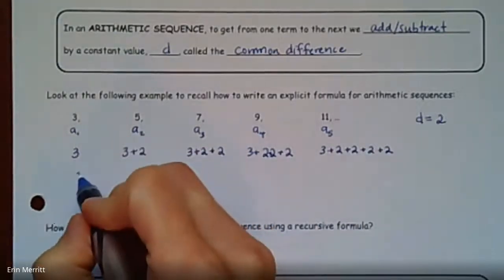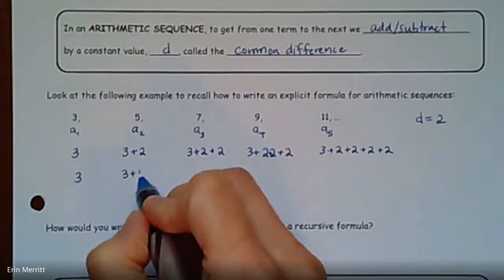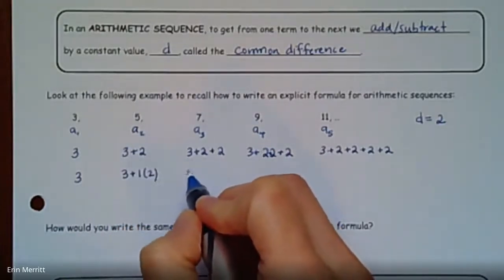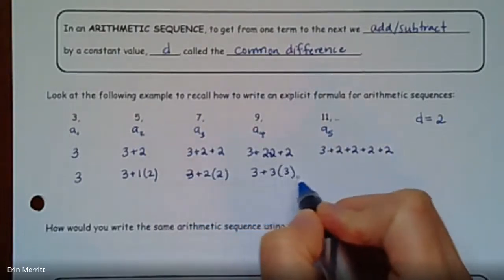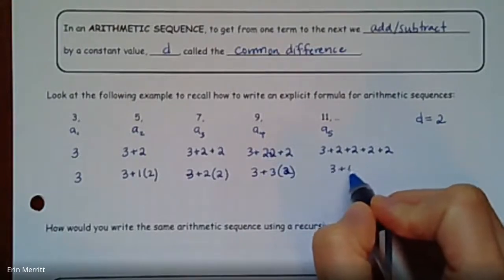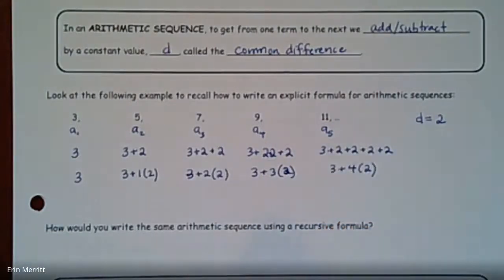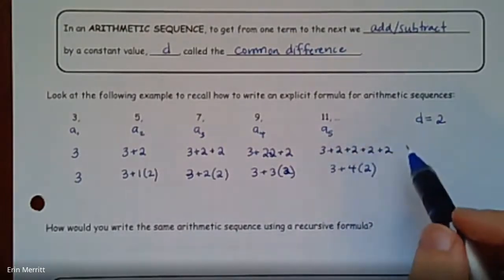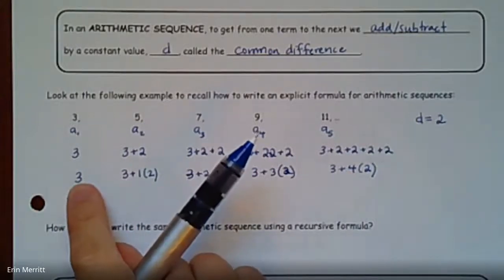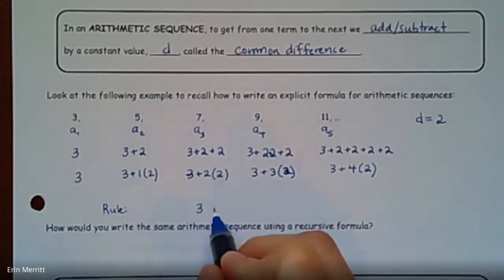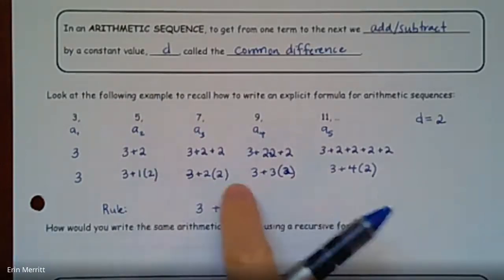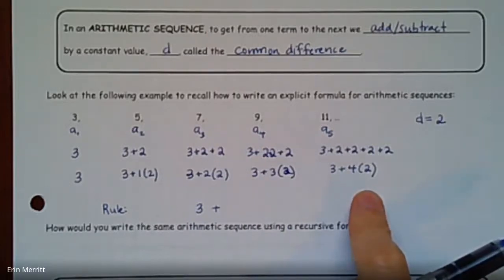So what I'm going to do is start to clean that up. So this is still just 3. Here you're adding on 1 2. Here you add on 2 2's. Here we've added on 3 2's. And then here we've added on 4 2's. So in general, how we can look at this is to get a certain term in the sequence, you're still starting with 3 every single time. So when we go to write the rule, we start with 3, and then we add on a bunch of 2's. How many of those 2's we add on depends on where the term is in the sequence.